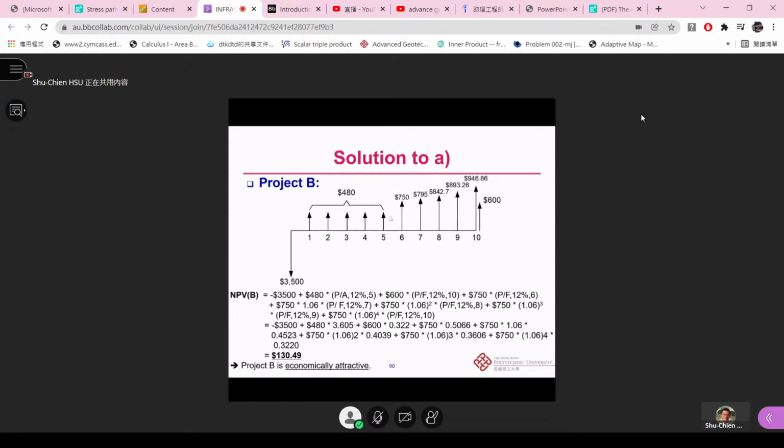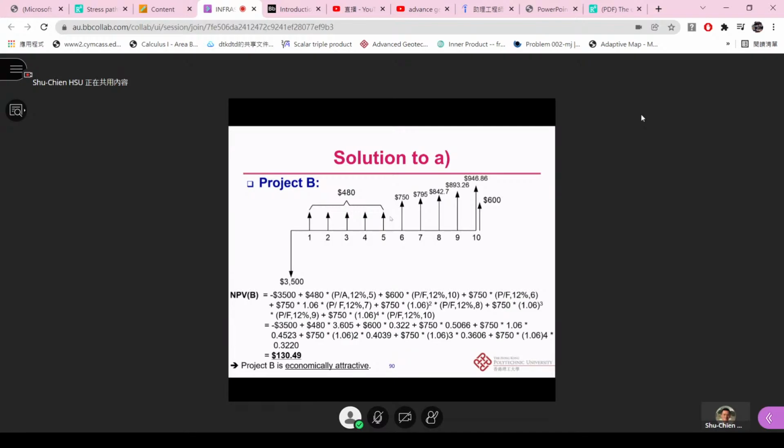And then we start counting the year 6, like 750 times the bracket of the P/F, 12%, 6. And plus the 750 times the 1.06, because this is the information the question gave us, that we have the 6% increased growth for the following years. So we have this one, and also times the bracket of P/F, 12%, 7, and also plus the 750 times the bracket of 1 plus 0.06 to the power of 2, and times the bracket of P/F, 12%, 8. And then it will continue this similar approach from year 8 to year 10.